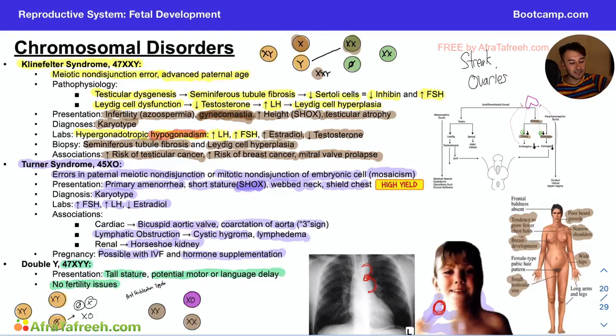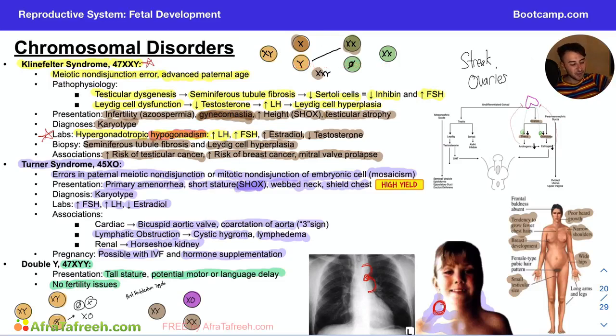Remember that Klinefelters is going to be XXY. This is usually going to present in a vignette as a lengthy, tall male who comes in who cannot get pregnant with his partner, and you're going to do a karyotype, and it's going to show up as XXY, and you're going to have to explain something about a non-disjunction event or associated findings in terms of lab values. Remember, key here is the fact that we have lab values that display hypergonadotropic hypogonadism, so we're going to have high levels of LH and FSH from the pituitary, but we're not able to produce significant levels of testosterone in response due to the fact that we have non-functioning Leydig and Sertoli cells.